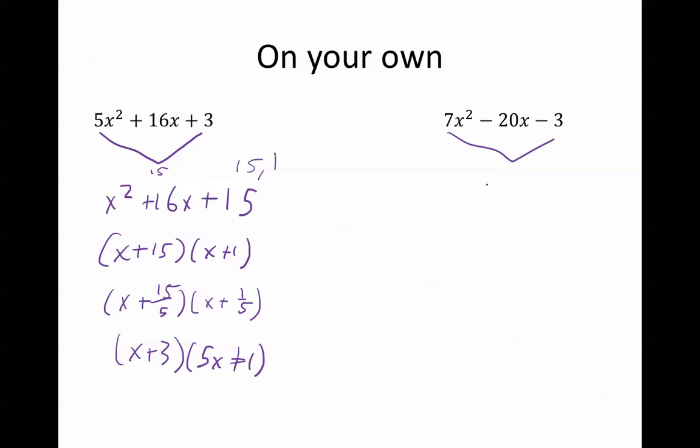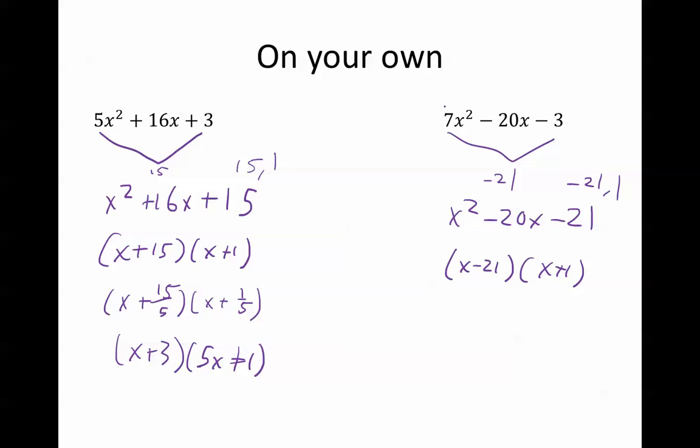Multiply a times c. That's negative 21. So this is x squared minus 20x minus 21. Factor normally. What multiplies to be negative 21 and adds to be negative 20? That's going to be negative 21 and positive 1. So this is x minus 21 and x plus 1.